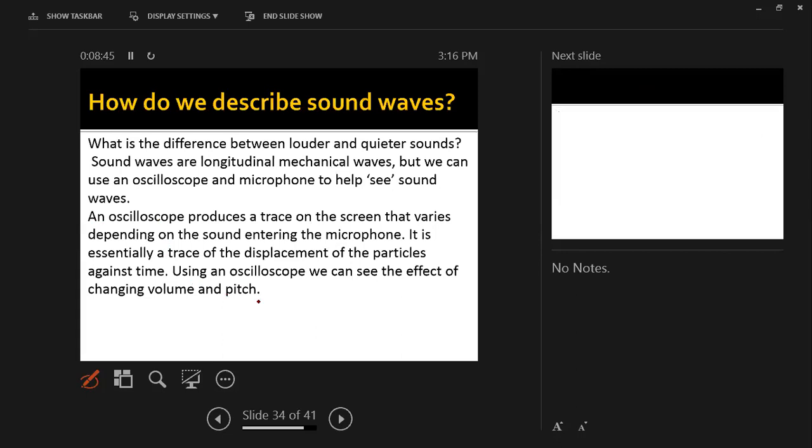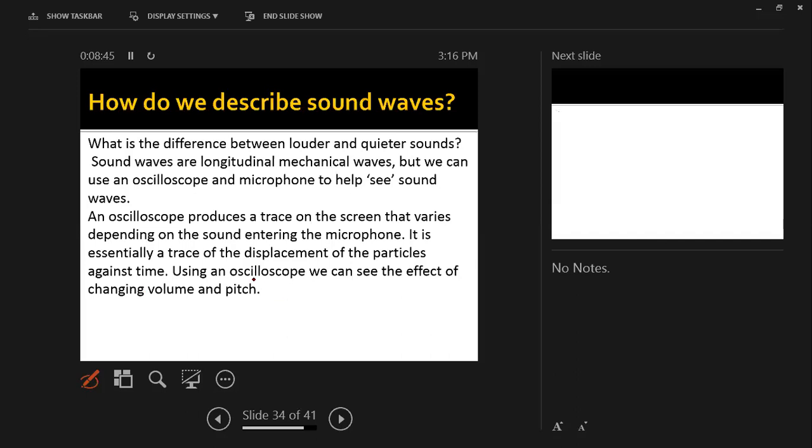Pitch means whether the sound is high or low. This is called the sound pitch, the volume and the pitch. So in order to determine it, we are going to talk about loudness. The loudness of sound depends on the amplitude of the sound wave. What does this mean? It means the greater the amplitude, the louder the sound.